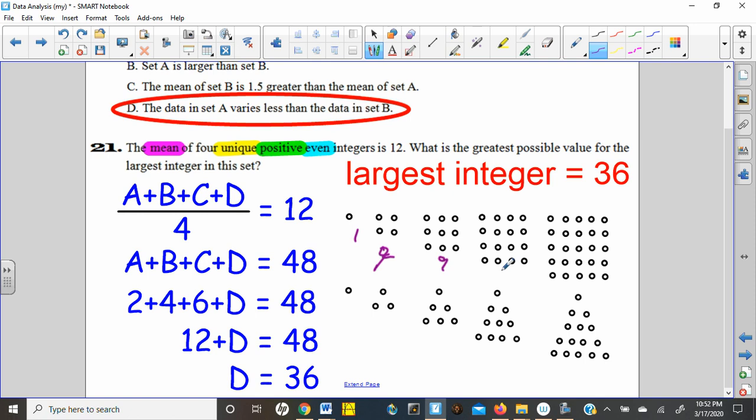4 squared is 16. 5 squared is 25. And then, of course, 6 squared would be 36, but it's also a triangular number. Triangular numbers are what you get when you add one more each time, and you get these perfect equilateral triangles.